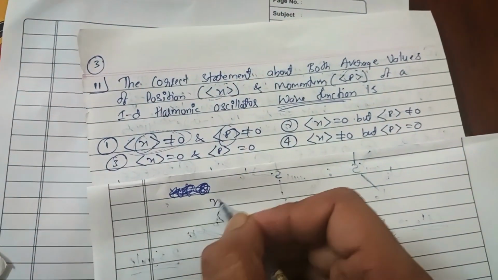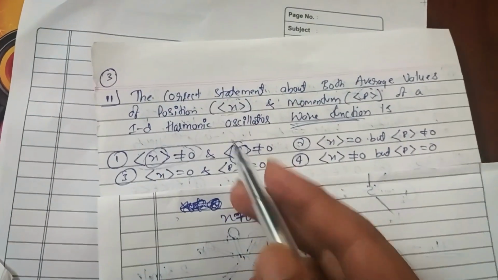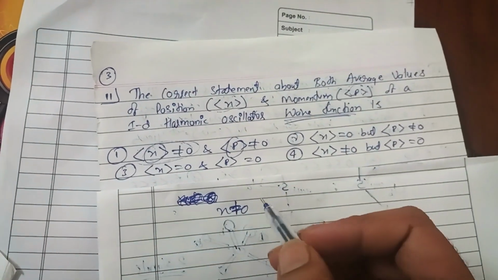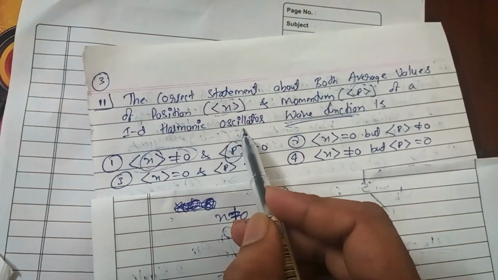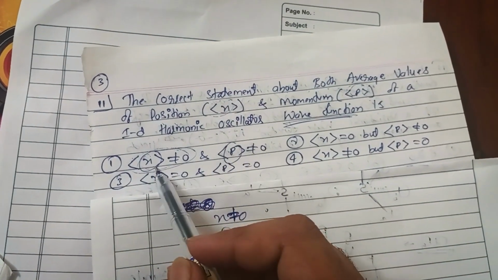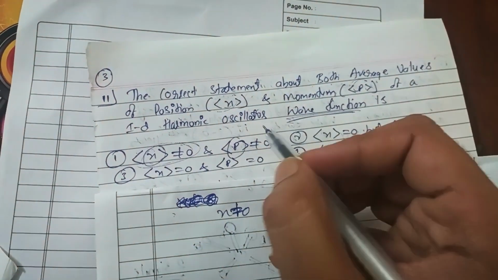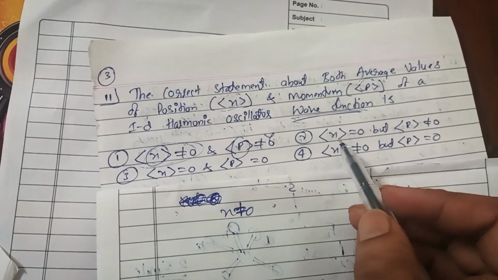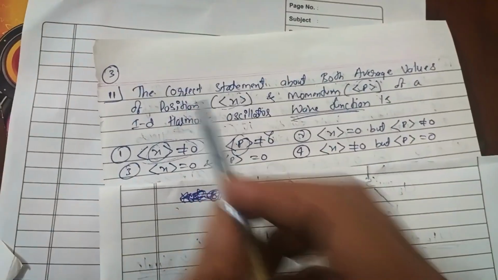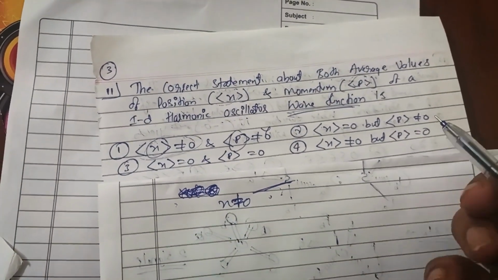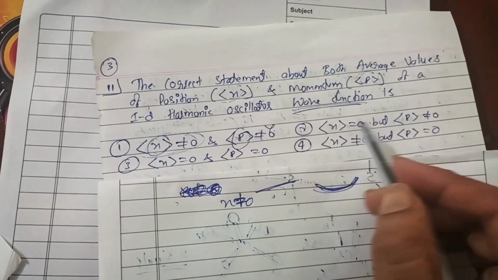If position is not equal to 0, then we can't call it a harmonic oscillator, since it would be anharmonic, as position will be varying and momentum will also be varying. Hence this is wrong. If position is varying and momentum is not equal to 0, then it is also not harmonic, since harmonic means there will be perfect motion. Hence this is also wrong.